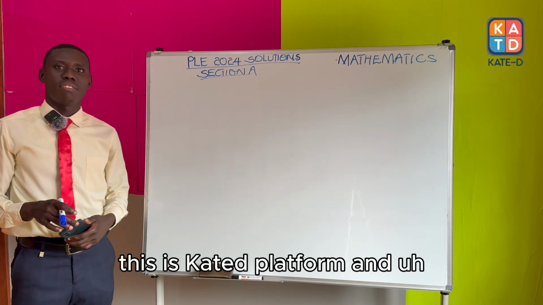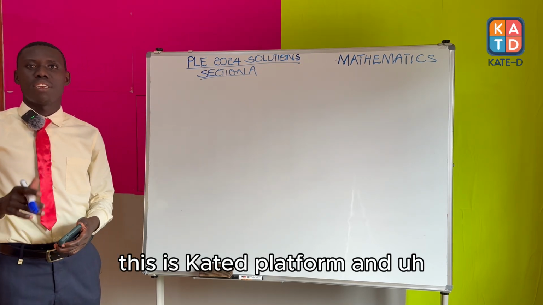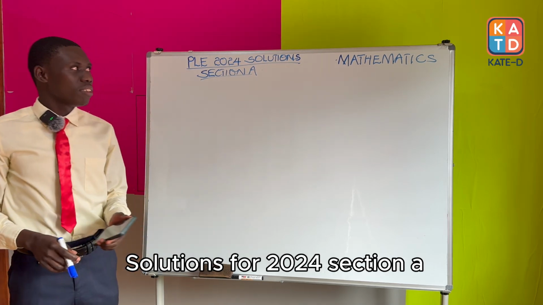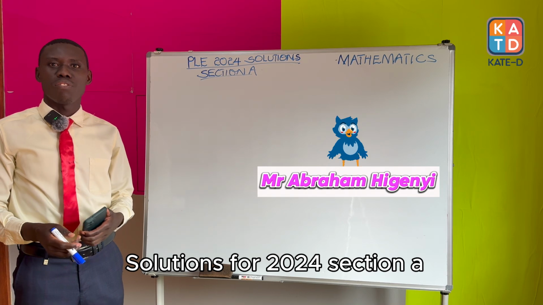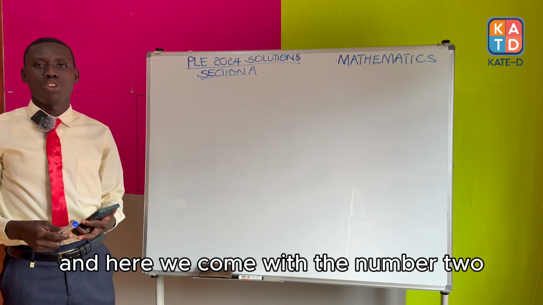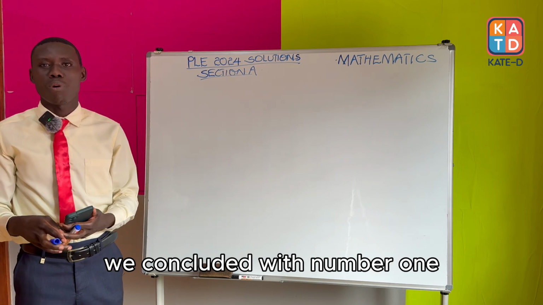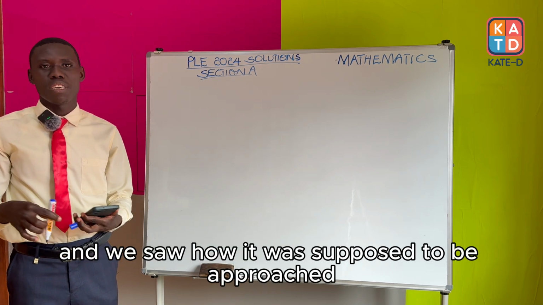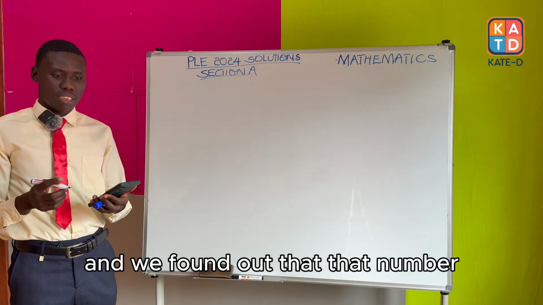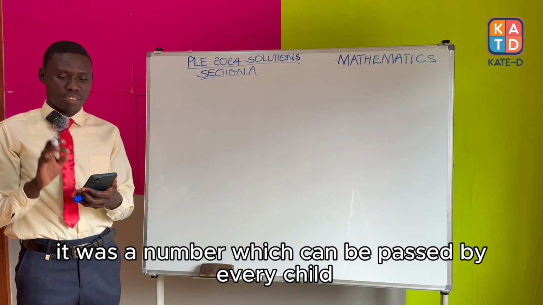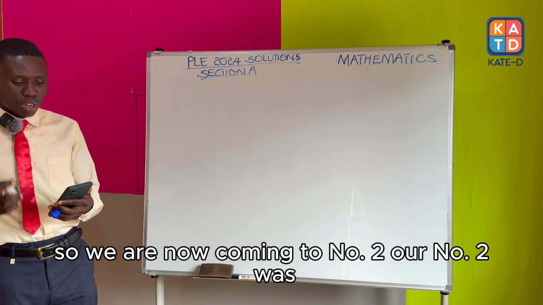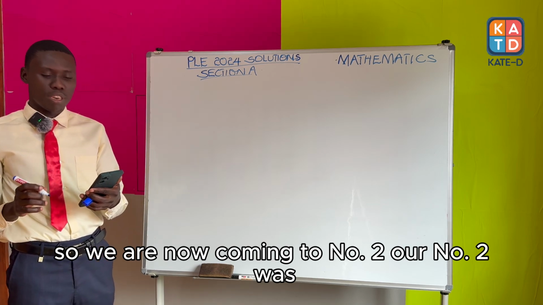Hello, this is Curtain platform, and we have brought you the PLE solutions for 2024 section A, and here we come with number 2. We concluded with number 1 and we saw how it was supposed to be approached, and we found out that it was a number which can be passed by every child. So we are now coming to number 2.